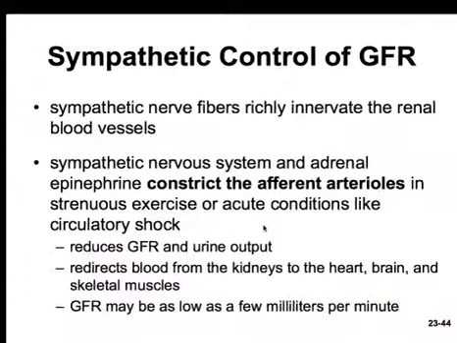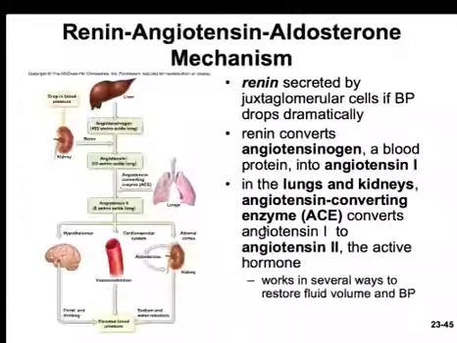The renal blood vessels are richly innervated with sympathetic nerve fibers. The sympathetic nervous system and adrenal epinephrine act to constrict the afferent arterioles. As you'll recall, during strenuous exercise or in acute conditions like circulatory shock, this sympathetic system acts to reduce GFR as well as urine output. It redirects blood from the kidneys to the heart, brain, and skeletal muscles. In this case, GFR may be as low as a few milliliters per minute.